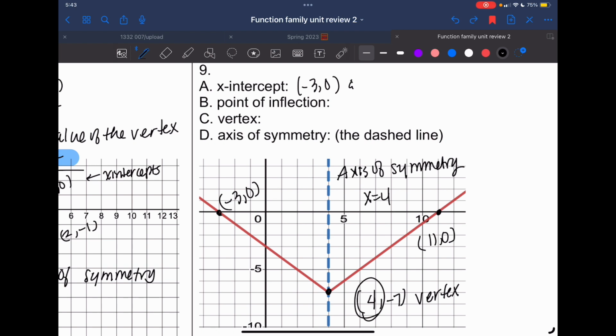So my intercepts are going to be 2 of them, -3, 0, and 11, 0. The point of inflection, there's not a point of inflection. My vertex is going to be 4, -7, and my axis of symmetry is x equals 4.